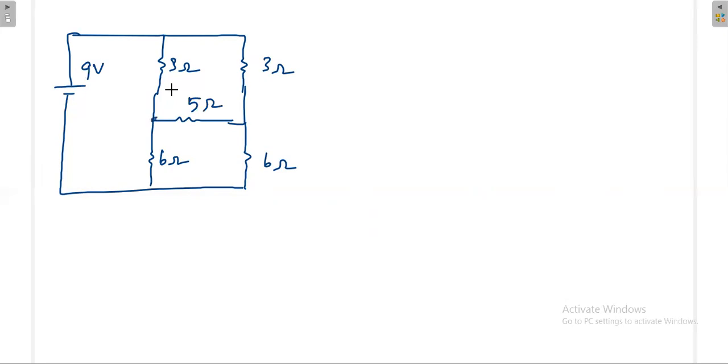If you find the open circuit voltage after removing this 5 ohm, what will be the voltage here? Here 9 volt, it is open circuited, so 3 volt will appear here, 6 volt will appear here. Again here also 3 volt will appear, here 6 volt will appear, because I always measure with respect to ground.